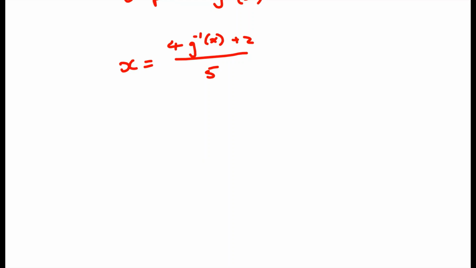And this now becomes a rearranging question. We want to get g to the minus 1 of x on its own. So we're going to start off with, we've got a divide by 5. We're going to multiply both sides by 5. So we've got 5x. This equals, sorry, 4 lots of g to the minus 1 of x, plus 2.